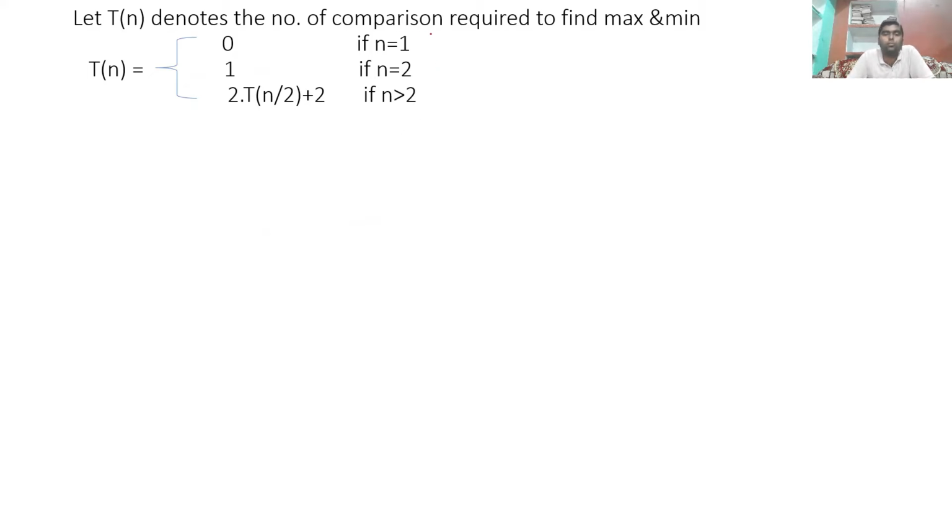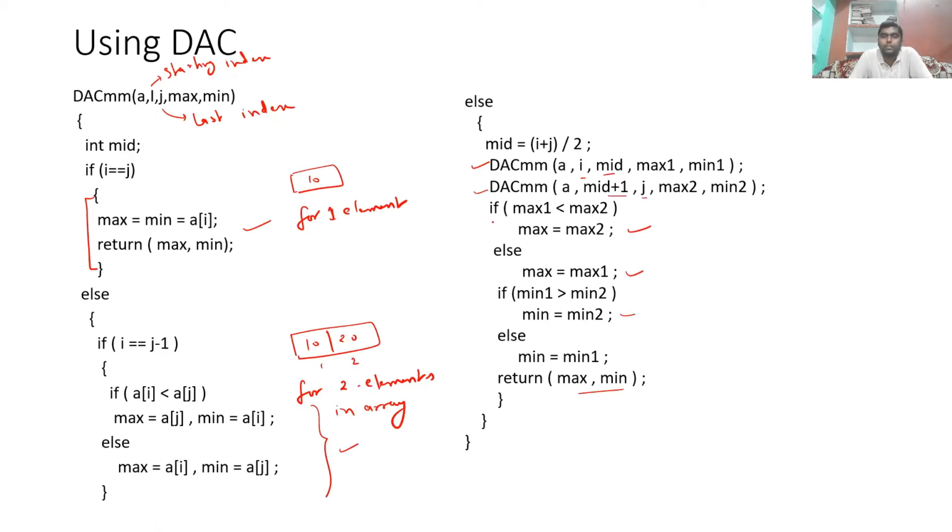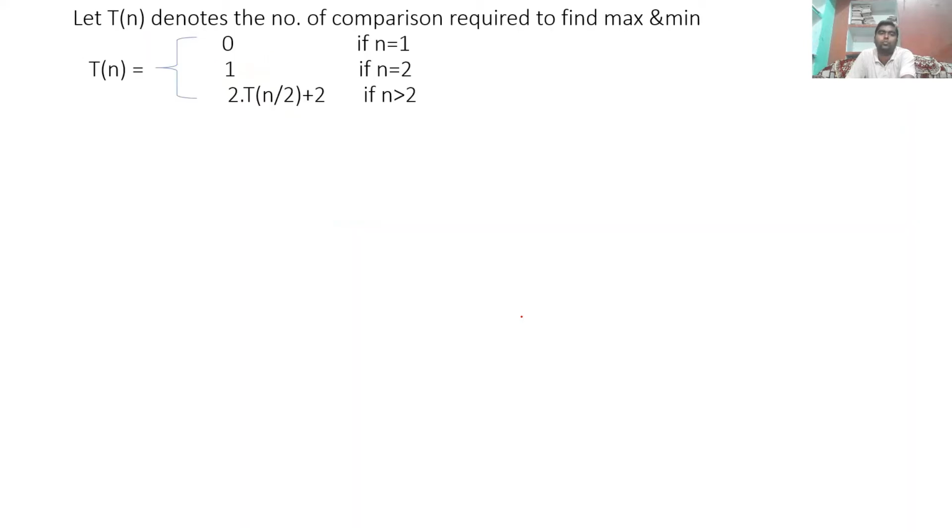So if n equals 1, only one element is there, so zero comparisons. And n equals 2 means two elements are there in the array, then there is one comparison. Otherwise we are dividing the problem into two halves. That is, 2 is the number of subproblems, T(n/2) each, because we are dividing the entire array into two halves, and plus 2 means these two comparisons. This is one comparison and this is another comparison. So these two comparisons are also required after this 2T(n/2).